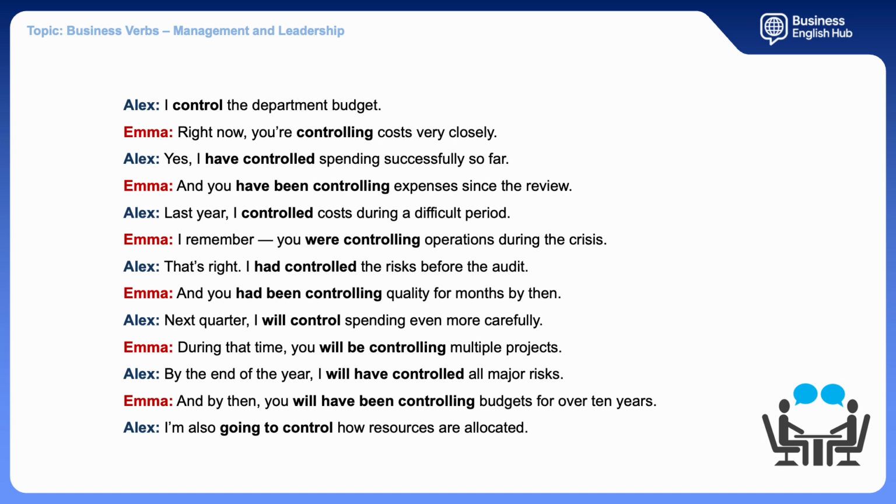Next quarter, I will control spending even more carefully. During that time, you will be controlling multiple projects. By the end of the year, I will have controlled all major risks. And by then, you will have been controlling budgets for over 10 years. I'm also going to control how resources are allocated.